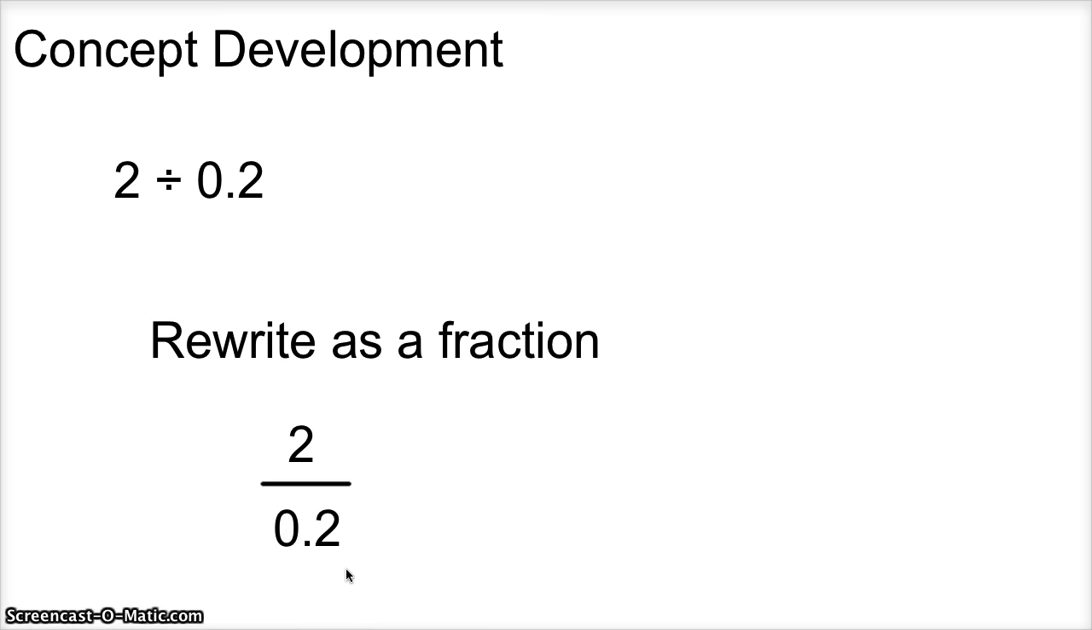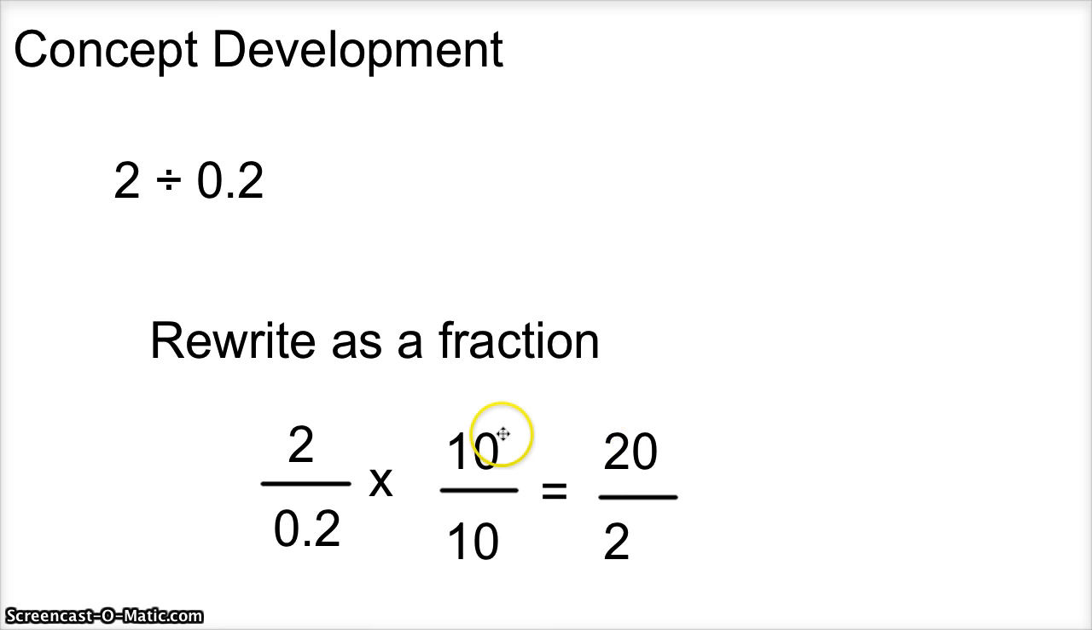So the way that I'm going to do that is by thinking about how many tenths are in one whole, because I want to multiply it by 1. And there are 10 tenths in a whole. So when I multiply that denominator by 10, I'm getting rid of that decimal, and I just need to do the same thing to the top. So 2 times 10 is 20, and 2/10 times 10 is 2 wholes. So now my problem is 20 divided by 2. And 20 divided by 2 is 10. Okay.